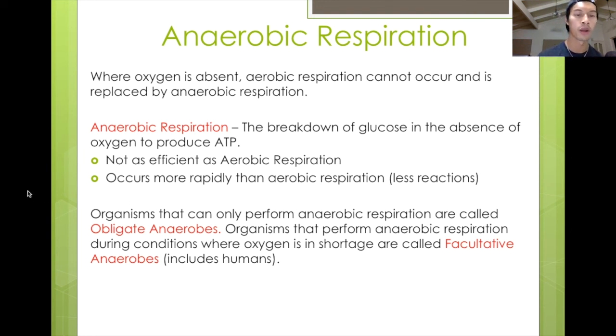Obligate, think about the word obligation, meaning it can only use anaerobic respiration. However, organisms that can perform anaerobic respiration during conditions where oxygen is in shortage are called facultative anaerobes, including us as humans. So your obligate anaerobes are the things that have to use anaerobic and cannot use aerobic at all, and your facultative ones have anaerobic respiration as a bit of a backup when there's no oxygen available.